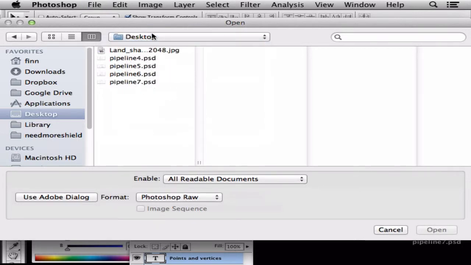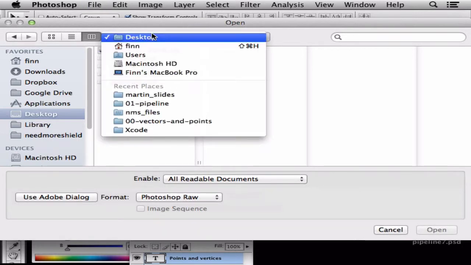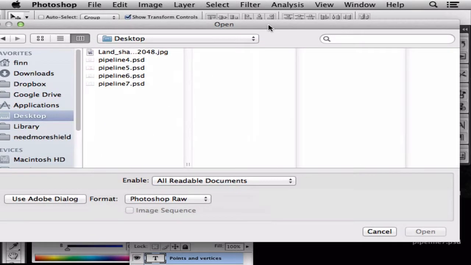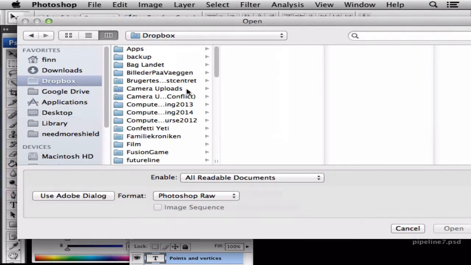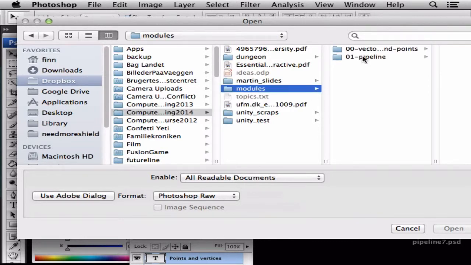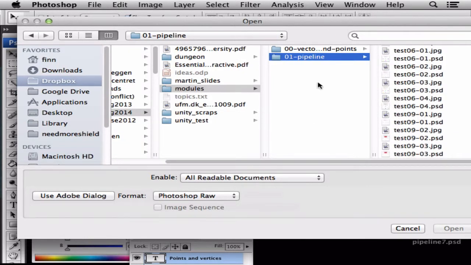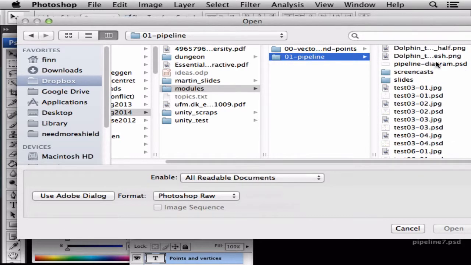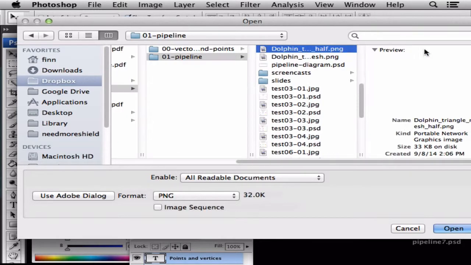I have a mesh that I downloaded. Where is that now? It's just an example image. There.